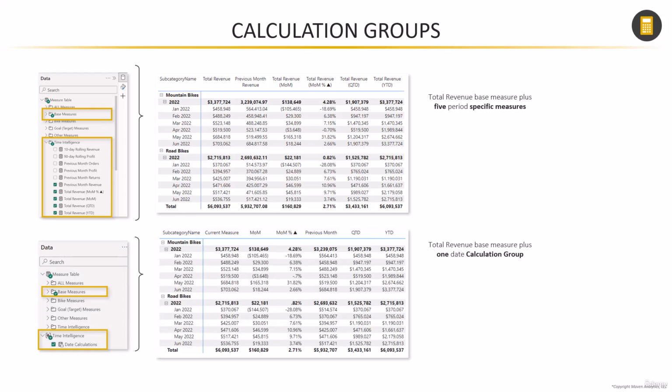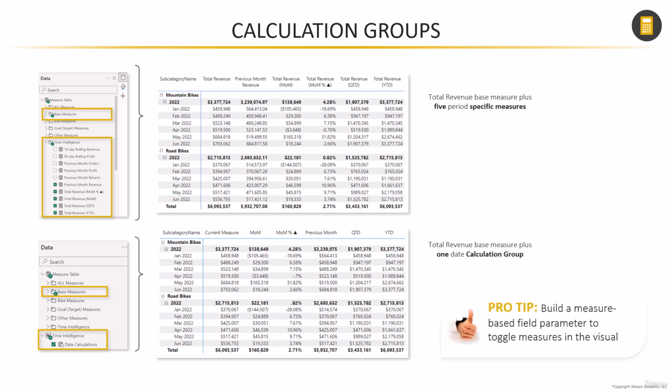In our second view here, we've removed all of those individual unique measures and have added in our time intelligence calculation group. So what this allows us to do is to add that same total revenue base measure, but instead of adding 5 unique measures, we're only adding in a single calculation group. And despite the header naming conventions being slightly different, the values are identical.